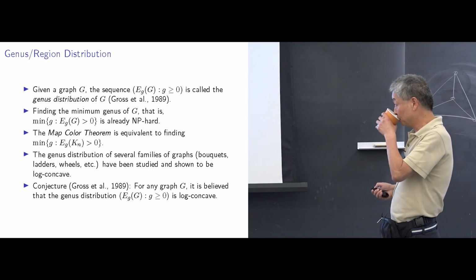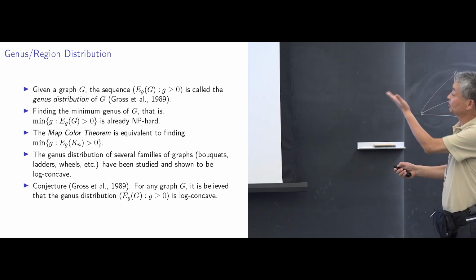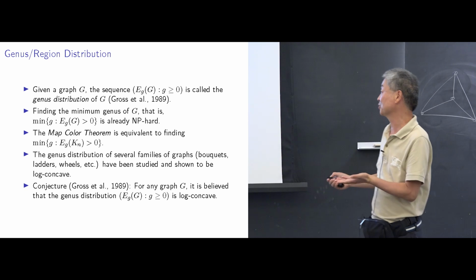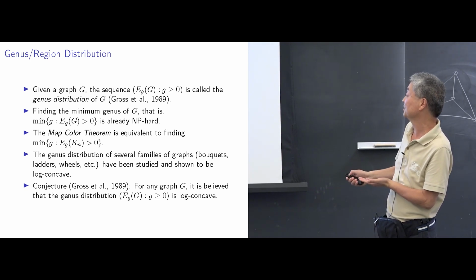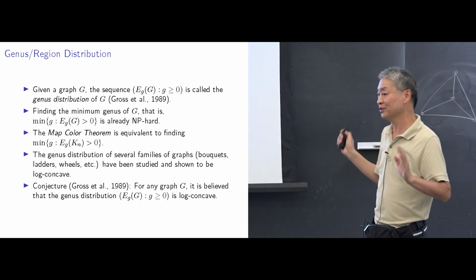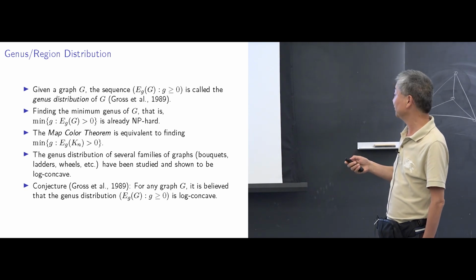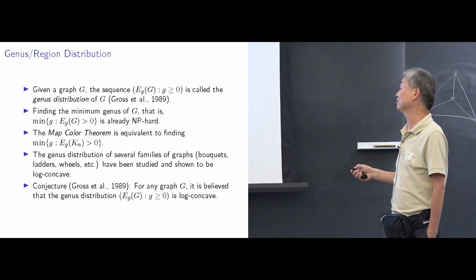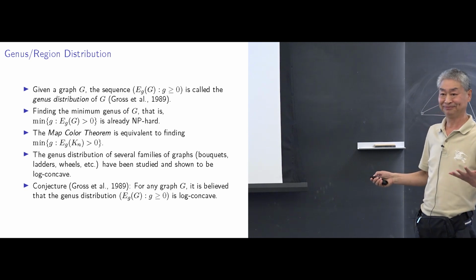Now, of course, in general, obtaining such a counting sequence is very difficult, because a special case, right? Just find the minimal genus, find the minimal g such that this is bigger than 0, is an NP-hard problem. So in general, it's a very difficult problem. And also, as we mentioned earlier, the Map Color Theorem is equivalent to finding the minimal genus of just the complete graph, right?